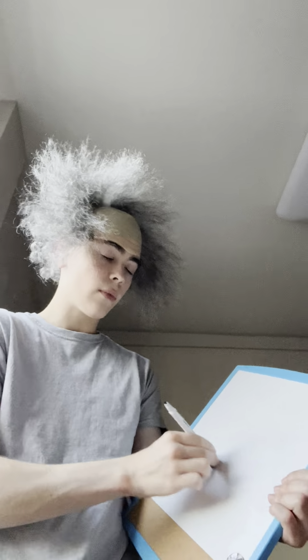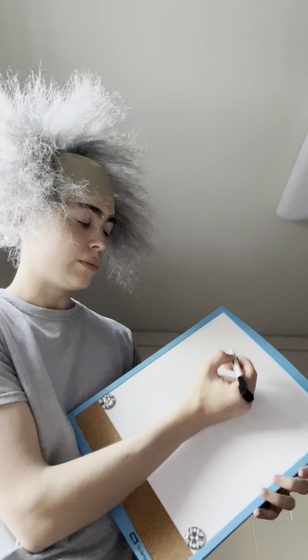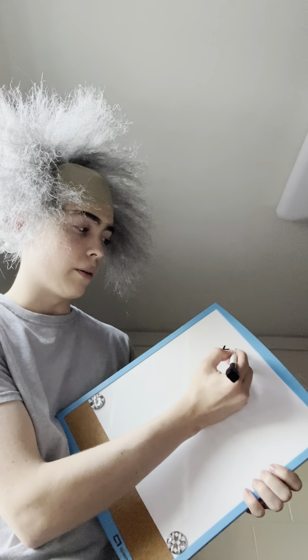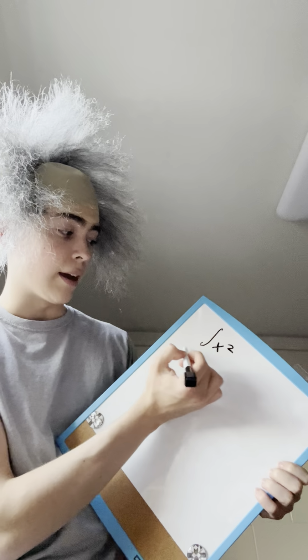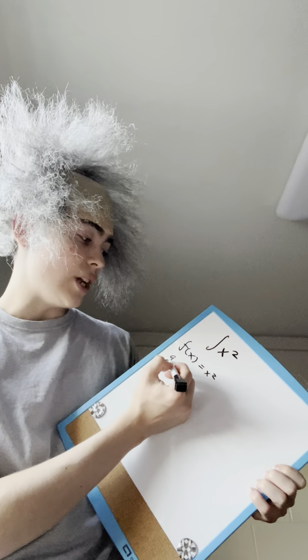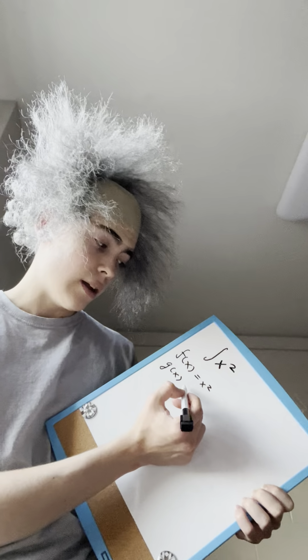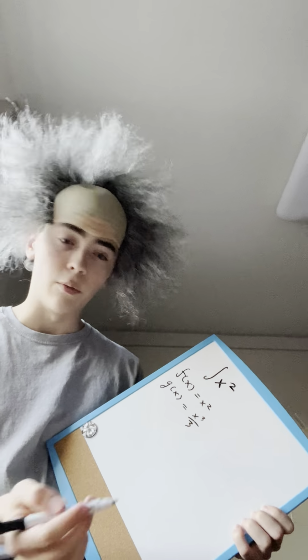We have a function, let's say, just x squared. We're going to take the integral of this function, x squared. We know f of x is equal to x squared. Now, I'm going to say g of x, which is the antiderivative of f of x, is going to be equal to x cubed over 3. And I'm not going to include plus c because we're dealing with bounded integrals.